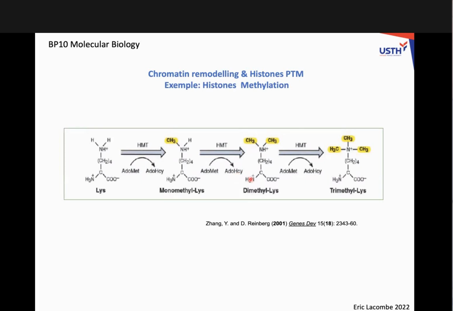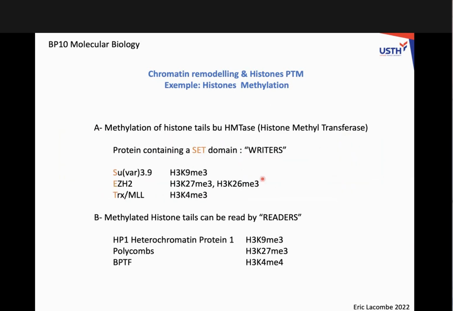So I just wanted to talk to you about another type of post-translational modification, which is methylation. It's like acetylation, but it's a methyl group instead of an acetyl group. That's just the reaction, and it also modifies amino acids. I just want to show you something. Here is what we talked about before, but for the methylation of histones.